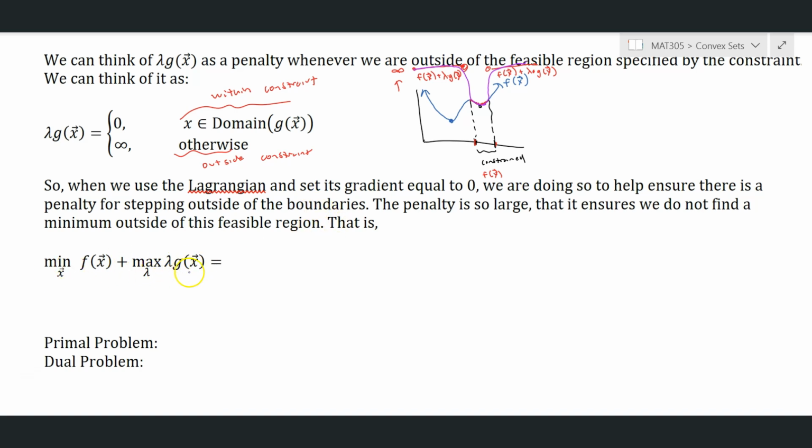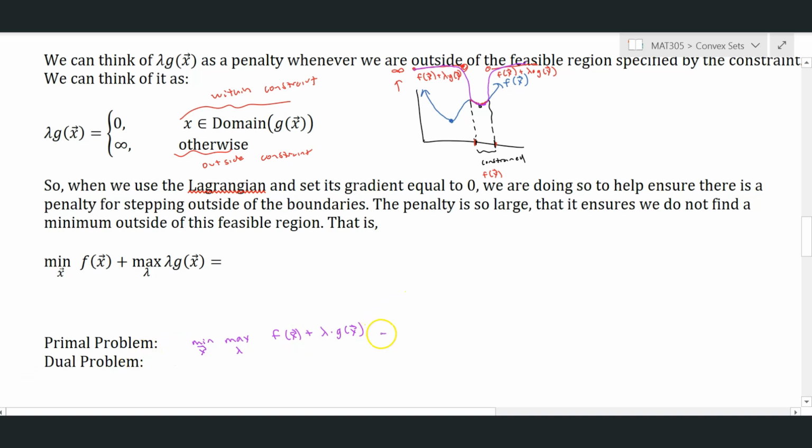So when you're dealing with mins and maxes, because f of x doesn't depend on lambda, that would be the same thing as writing minimize this function over all x, over the domain, but then with a maximal lambda of the function f of x plus lambda g of x. Again, the reason we can pull that max operator out is because f of x doesn't in any way influence the size of lambda. And this is called the primal problem, okay?